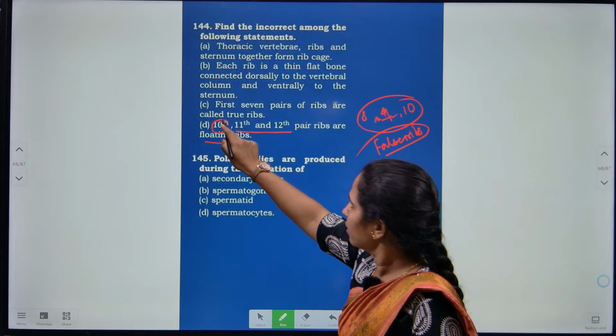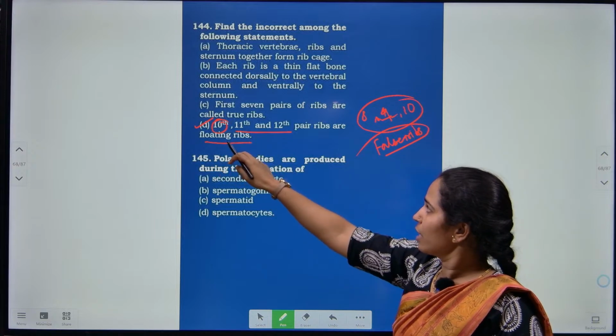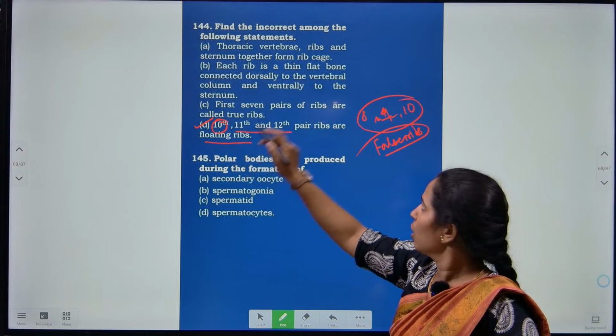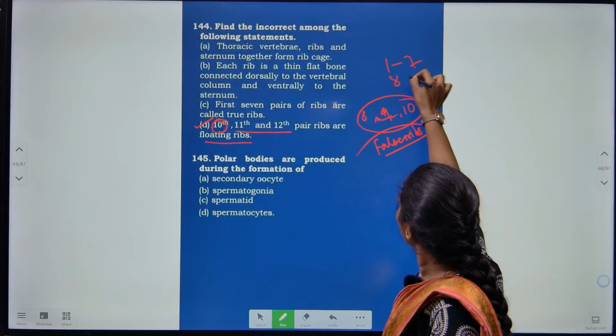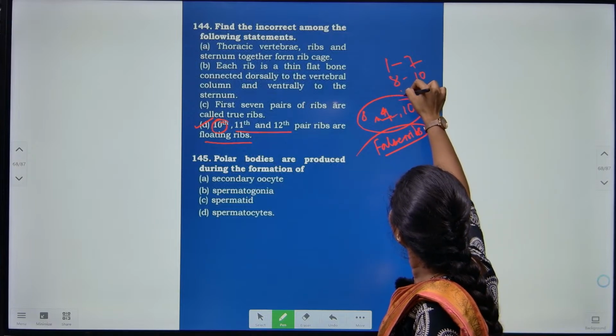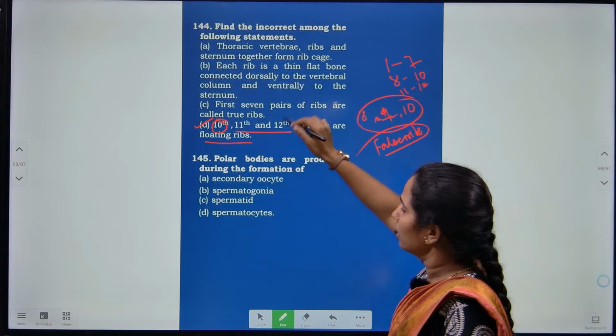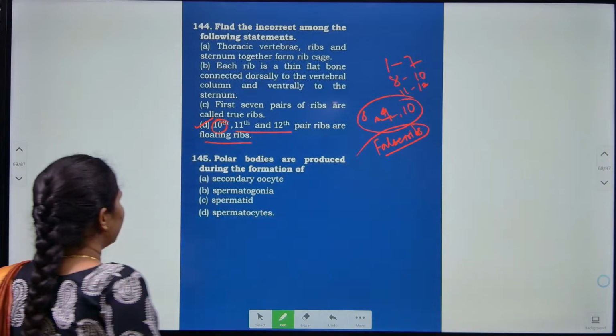So here this option is the right one because they have included the 10th rib as a floating rib. Only 2 ribs are floating. Ribs 1 to 7 are called true. Then comes 8 to 10, they are called the false ribs. Then comes 11 to 12, they are called the floating ribs here. So the right option is option D here.